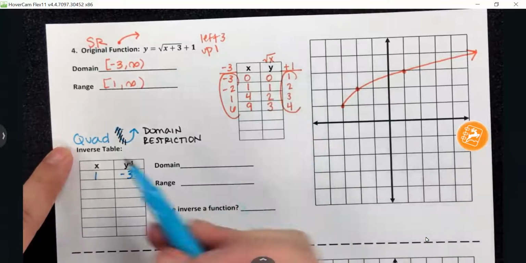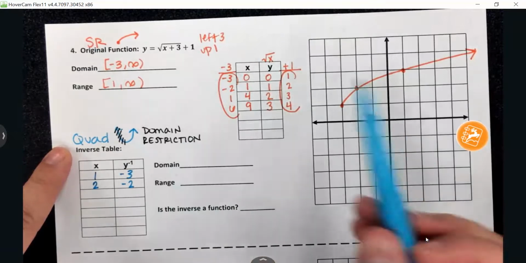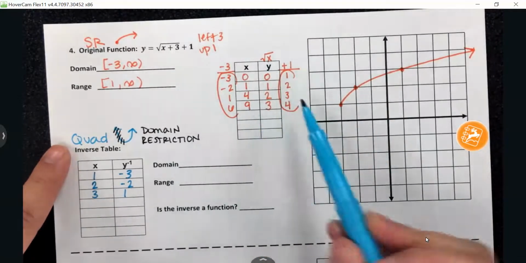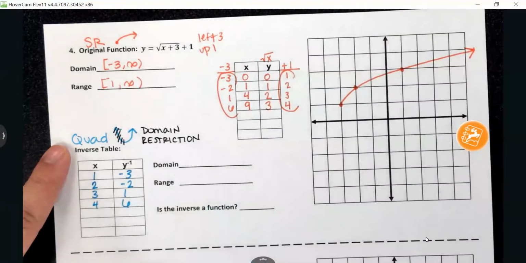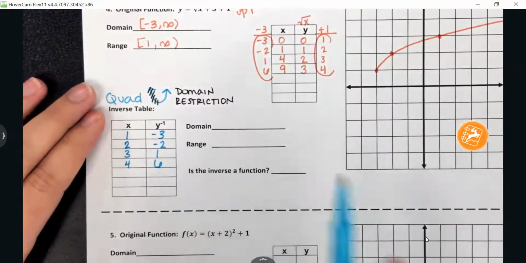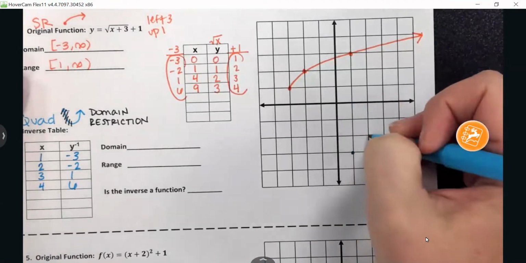Instead of -2, 2, the inverse is 2, -2. Instead of 1, 3, the inverse is 3, 1. And instead of 6, 4, the inverse is 4, 6. Okay? That's what it means to be inverse, to switch, right? That's what we said over here. Switch your X and Y. So I just switch what X and Y are, never the negatives, just the entire number. Okay? All right, so take these points and put them on your graph. 1, -3, 2, -2, and so forth.